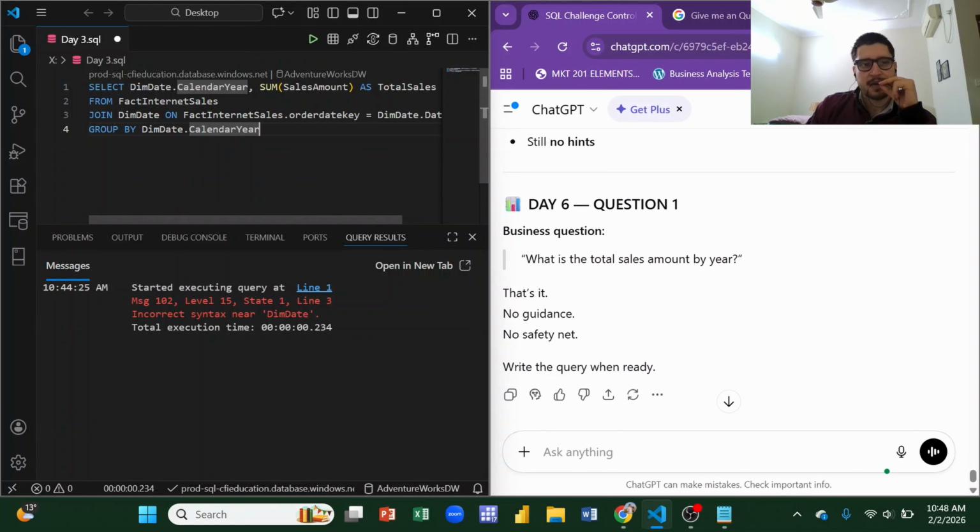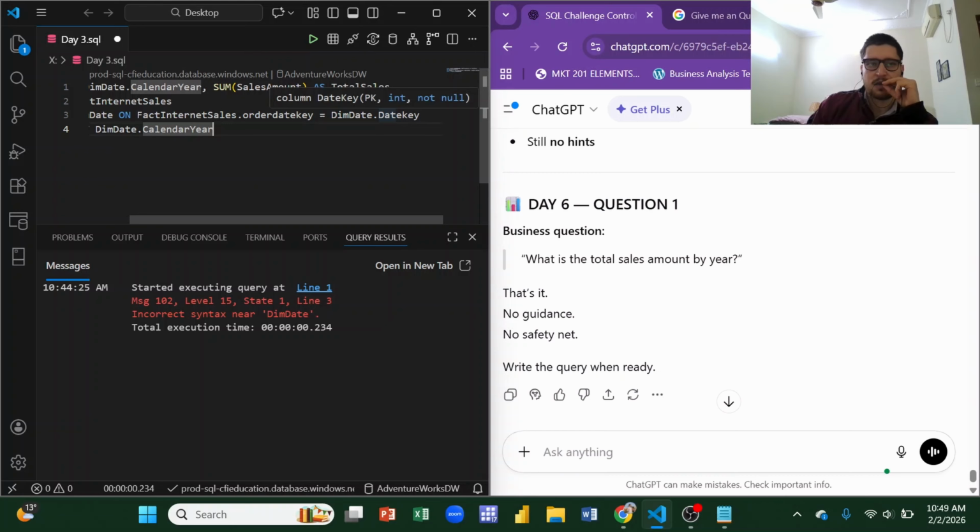After that, I have applied a join, and I have joined the dim date, which is the dimension table, on the fact internet sales, which is the fact table. I have selected this order date key as the foreign key, while for the dimension table I have selected its primary key, which is the date key, and it's also written here as date key PK, which means primary key. And for order date, it is written nothing.